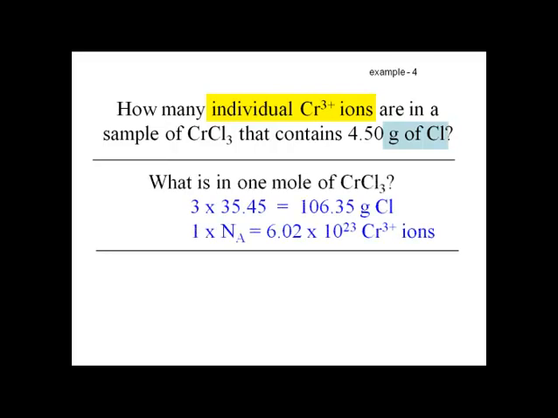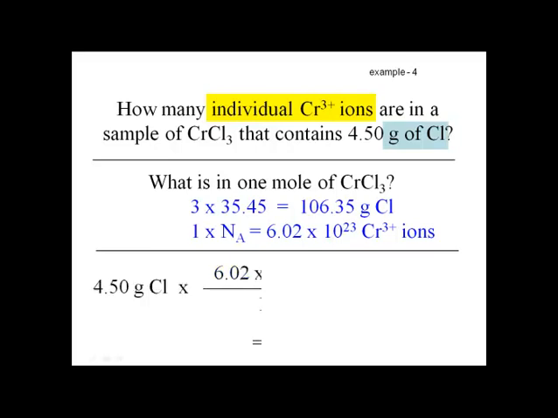The chemical formula tells us there are 3 moles of chlorine, or 3 times its molar mass, which equals 106.35 grams of chlorine in 1 mole of compound. Since there is 1 chromium in the formula, there is 1 times Avogadro's number, or 6.02 times 10 to the 23rd chromium ions in a mole of compound.